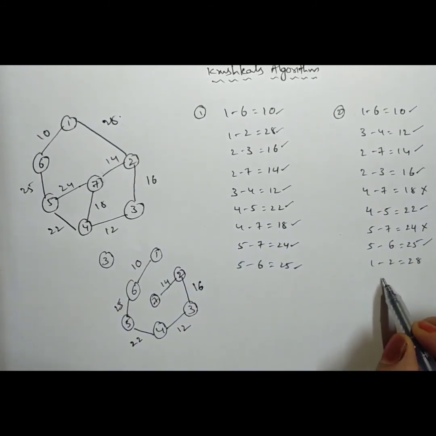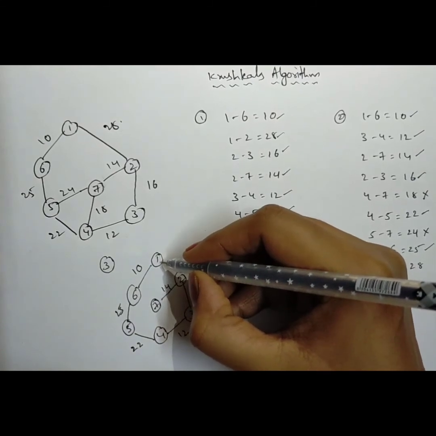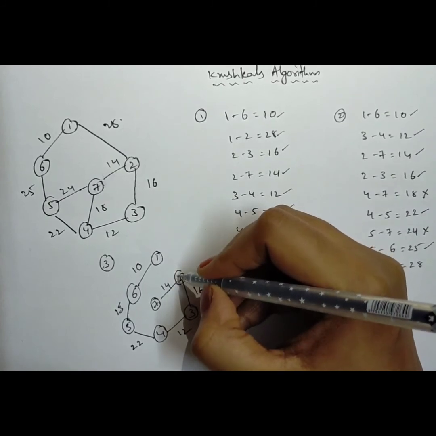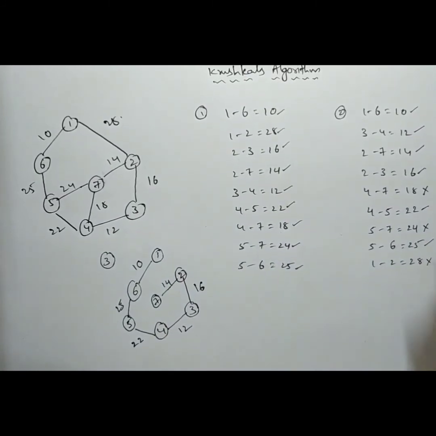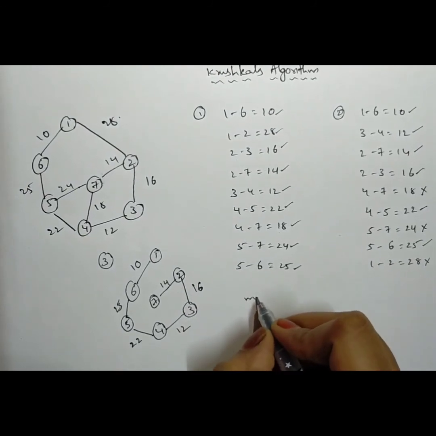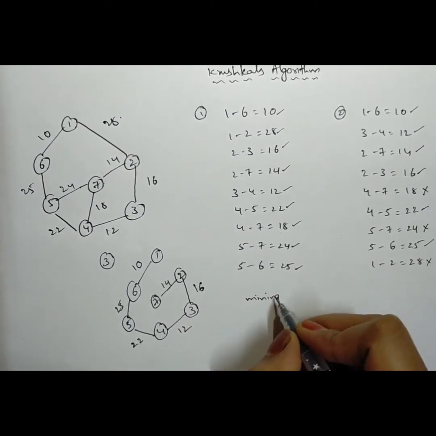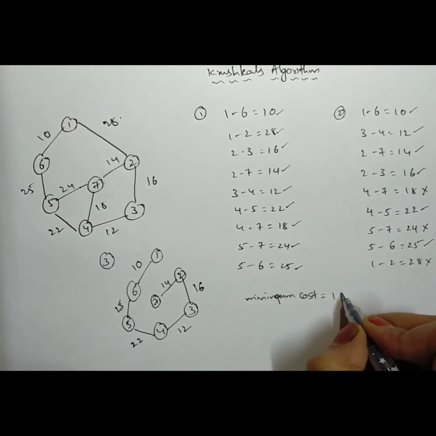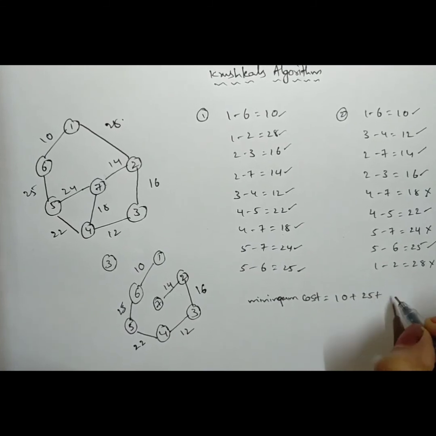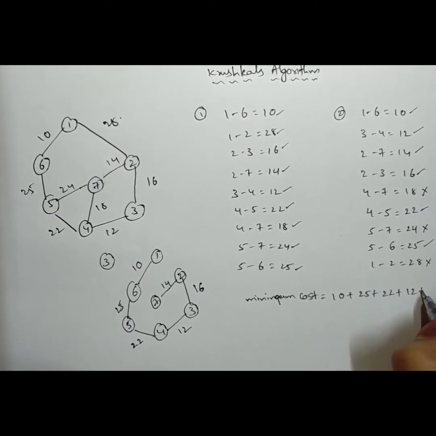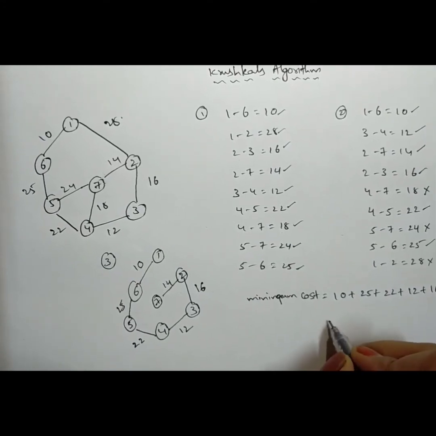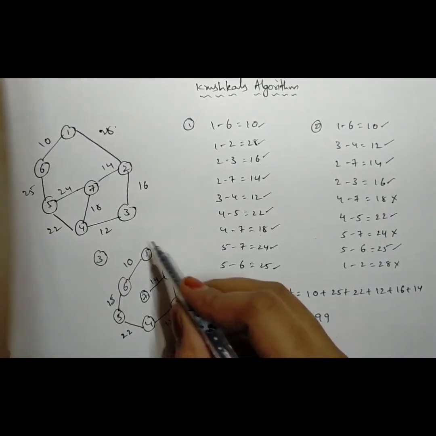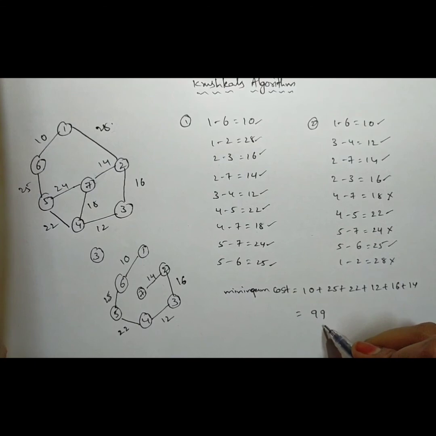Next edge is 1 to 2. See, if I consider the edge from 1 to 2, there is also a possibility of forming a cycle. So I am discarding this edge also. Now the minimum cost of this spanning tree is 10 plus 25 plus 22 plus 12 plus 16 plus 14, that is equal to 99. So the minimum cost of this graph is 99.